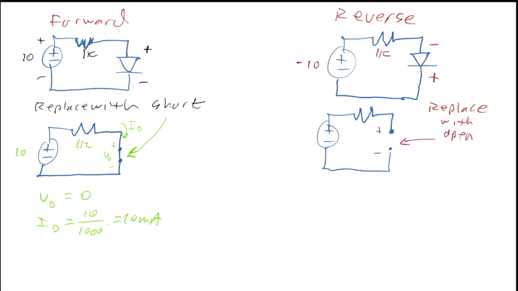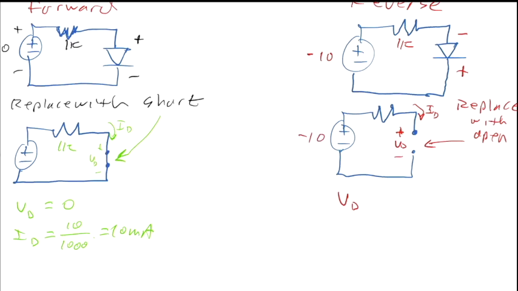And we have a diode voltage. And we have a diode current. And now the diode voltage is just the same as the voltage on the source over here. We've got that voltage right here across the source, so we've got minus 10 there. The diode voltage is now minus 10. And the current is 0 because we've got an open circuit.